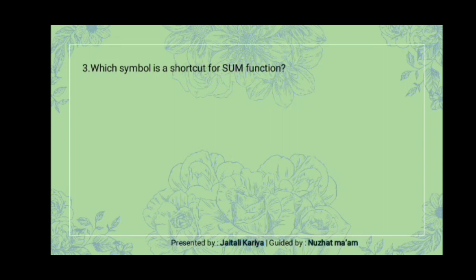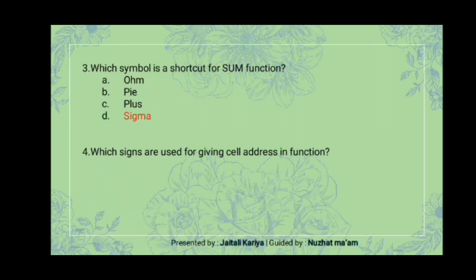Third, which symbol is a shortcut for some function? A. Ohm, B. Pi, C. Plus, and D. Sigma. And the correct answer is D, that is, sigma. Fourth, which signs are used for giving cell address in function? A. Comma, B. Semicolon, C. Colon, and D. All of the above. And the correct answer is D, that is, all of the above.